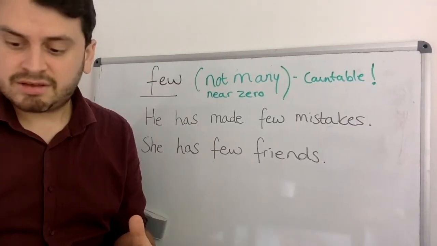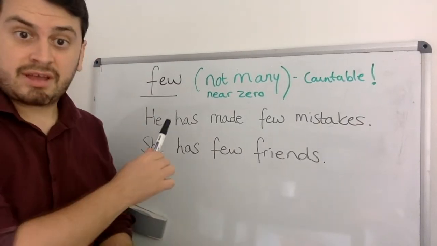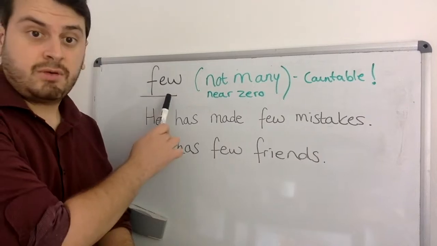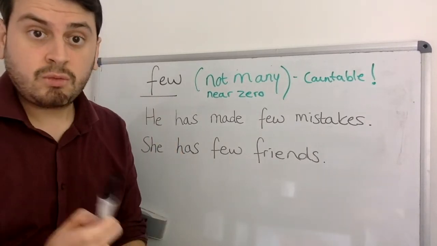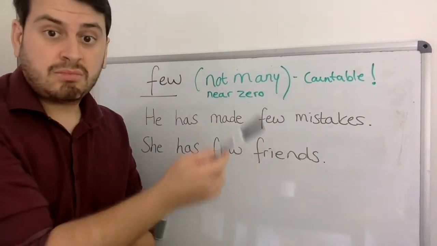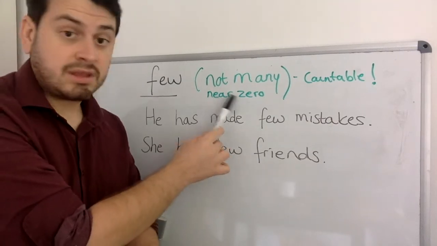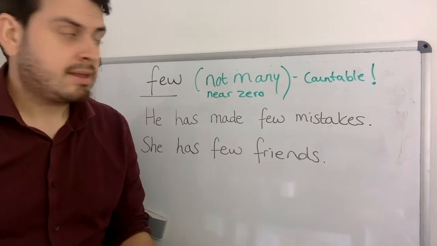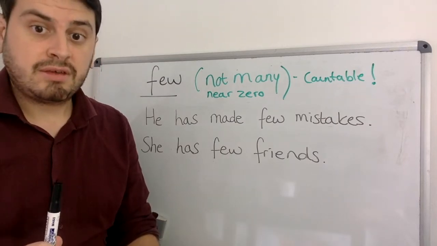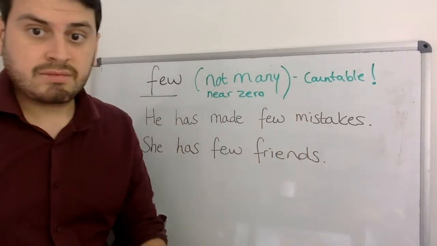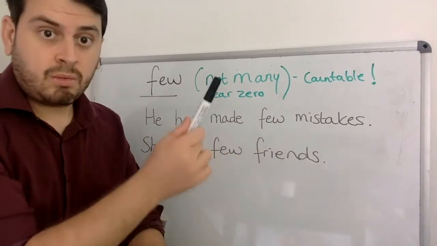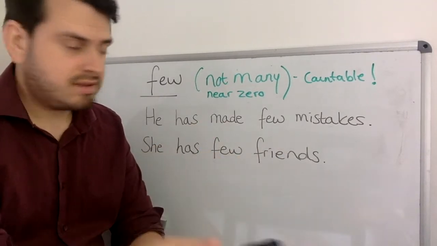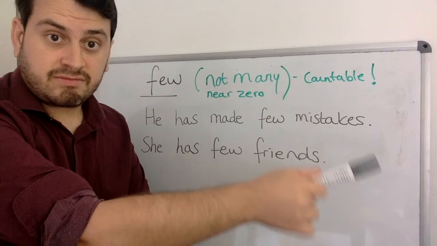Okay, so now let's look at few, and here is our board again. And you can see few. And basically few means not many. Pretty much zero. That's why I've written near zero, because it's pretty much zero, maybe one or two. Just to remember that you need to use this with countable nouns. So mistakes, one mistake, two mistakes, three mistakes, one friend, two friends, three friends.